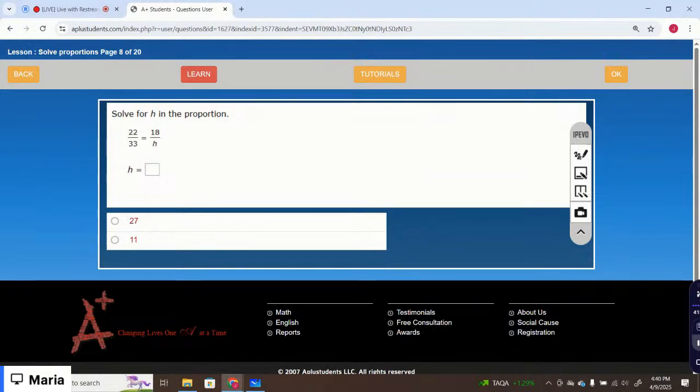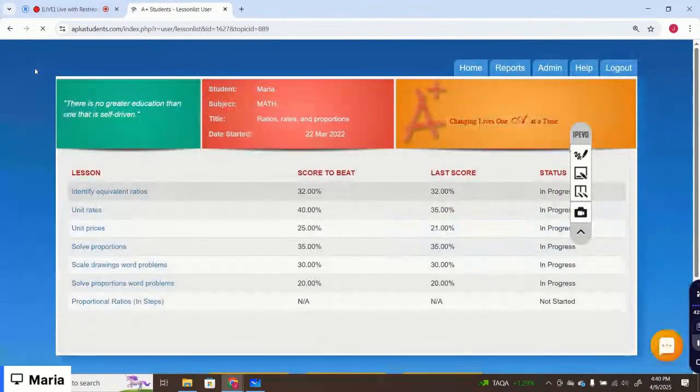Okay, you can complete the lesson by yourself later today. So we were working on grade 9 math. The chapter we were working on is ratios, rates, and proportions. The lessons we have covered today are identify equivalent ratios, unit rates, unit prices, and solve proportions.